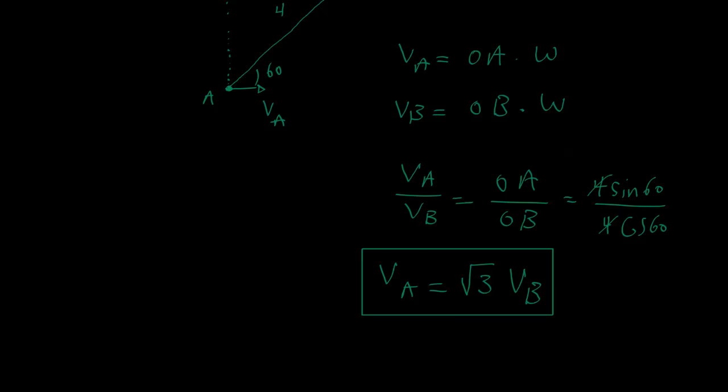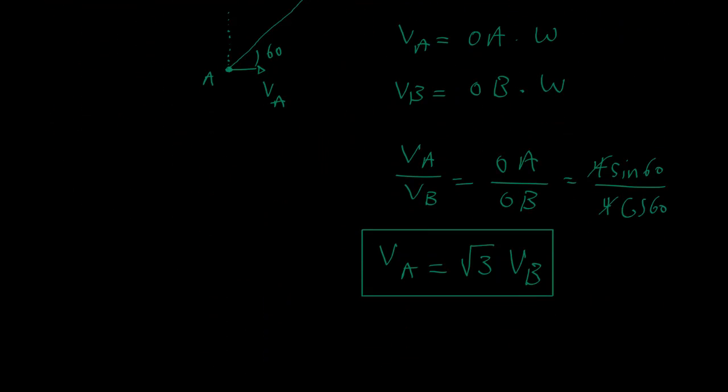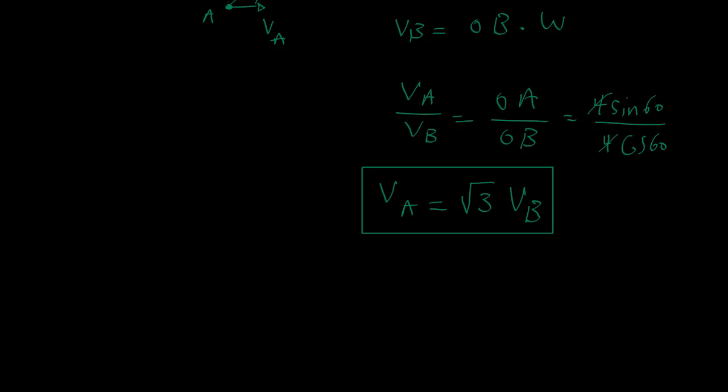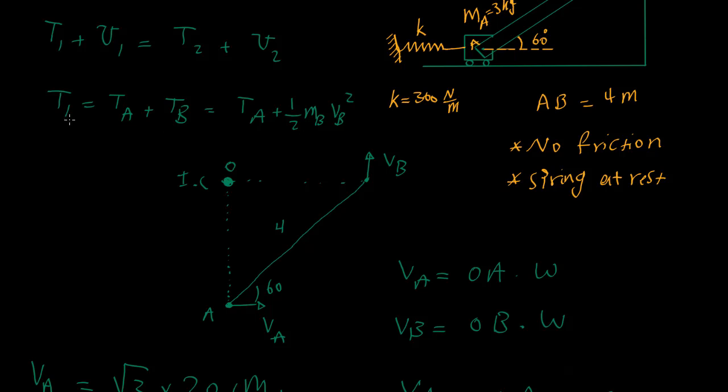And here, because at the initial moment we have the velocity of point B, we can find out the value of VA. So VA1 would be the square root of 3 times 20 meter per second. Let's make sure that we haven't made a mistake here. Oh, that's fine. Okay, so going back to calculating the kinetic energy, T1, remember it was TA plus TB.